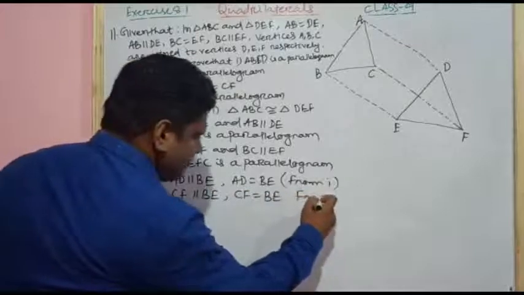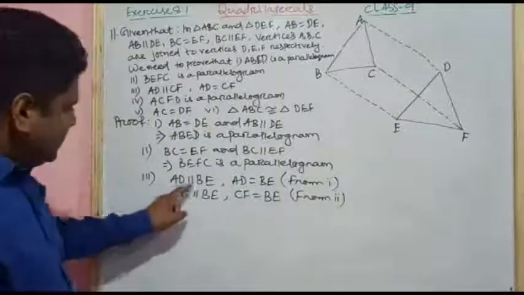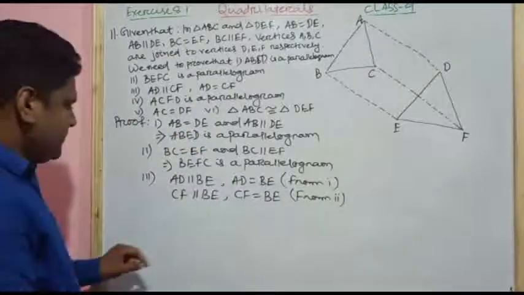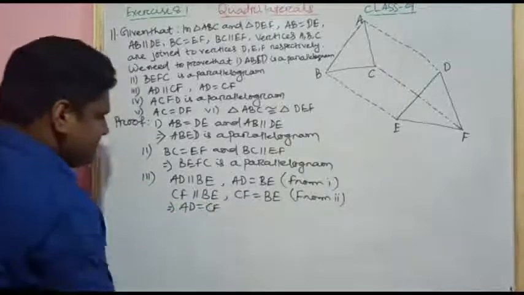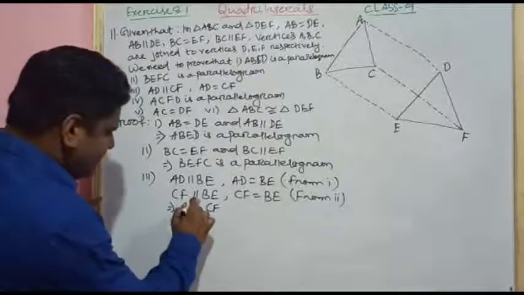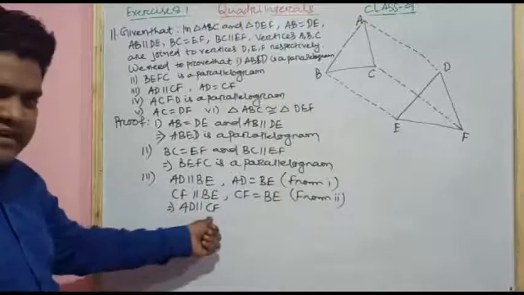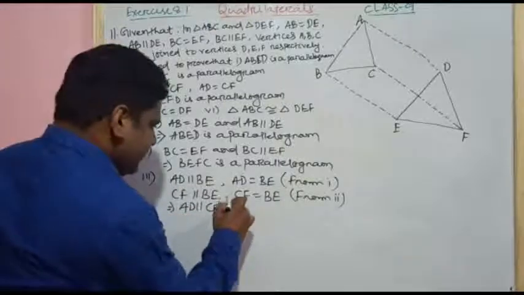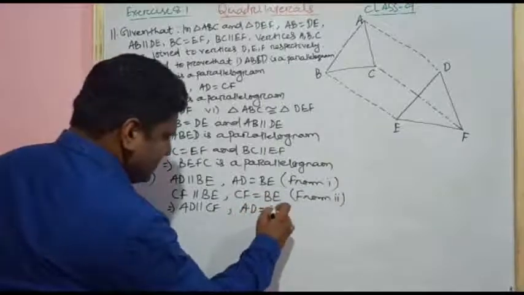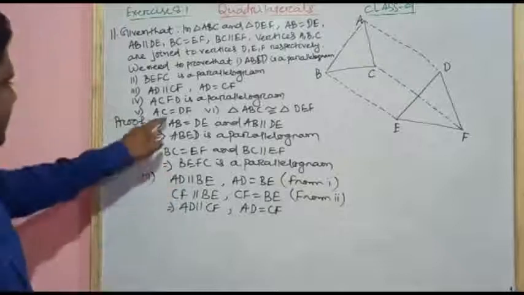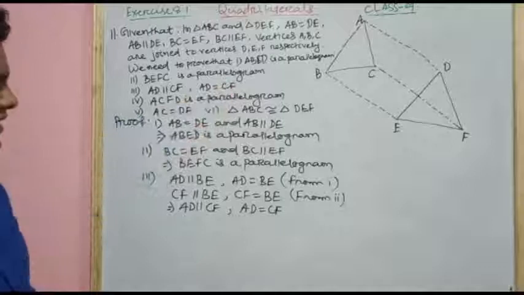This is from second bit. See here, AD is parallel to BE and CF is parallel to BE. AD is parallel to CF because AD is parallel to BE and CF is parallel to BE. And AD is equal to BE, CF is equal to BE. So AD is equal to CF. Our third bit is proved now, that is AD and CF are parallel, AD and CF are equal.